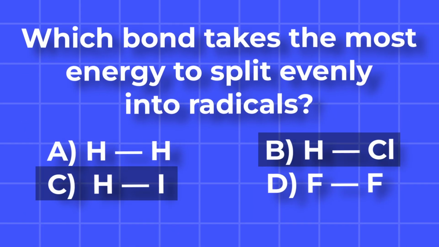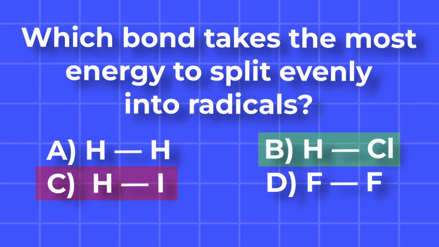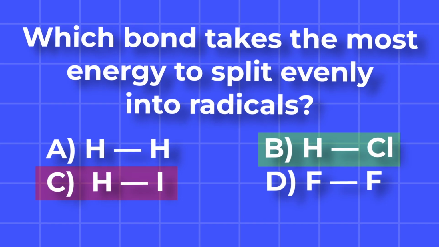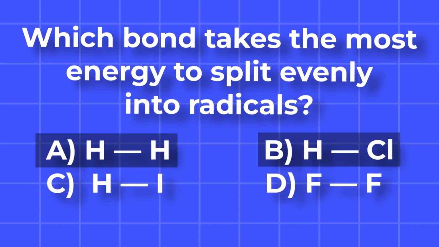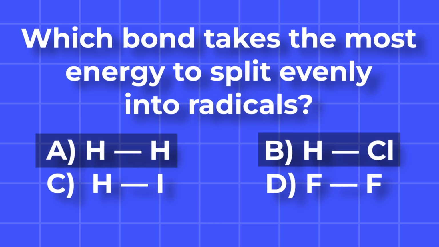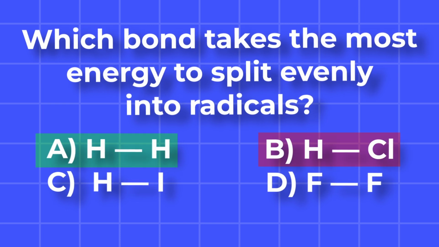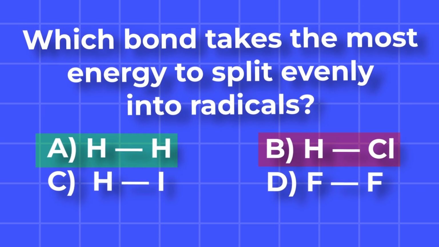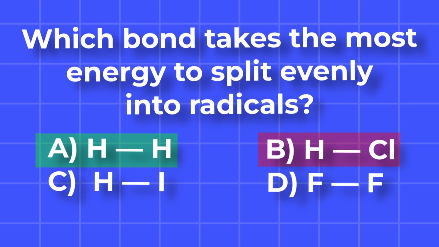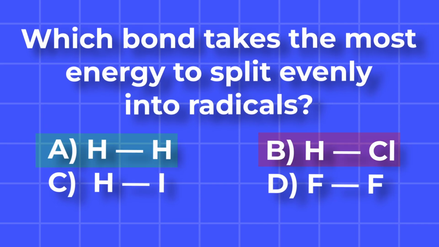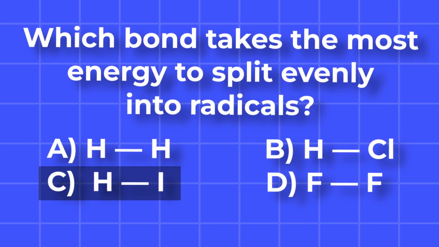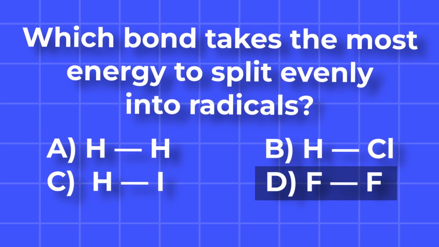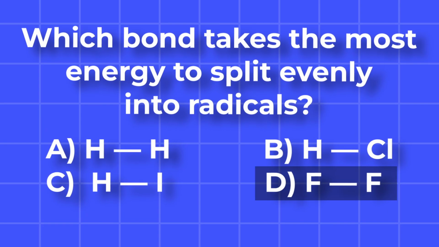Hydrogen-chlorine, HCl, is stronger than hydrogen-iodine, HI. But between hydrogen-hydrogen, H2, and hydrogen-chlorine, which is tougher? The answer is hydrogen-hydrogen, letter A. It has the highest homolytic bond dissociation energy of these choices. Hydrogen-chlorine is close, hydrogen-iodine is much weaker, and fluorine-fluorine is weakest because lone pairs repel.